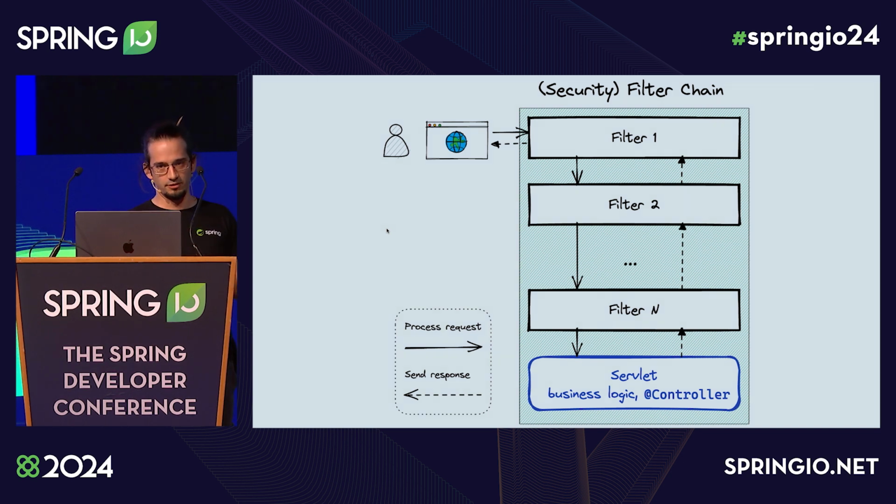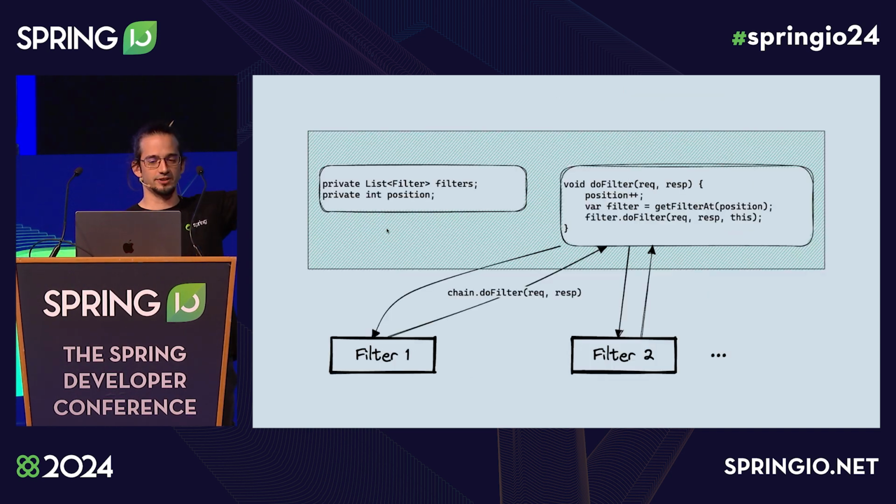So if you're doing servlet, this would be your servlet, basically. If you're doing Spring, it will be your controller method. Once we're done, we go back up through the filters in reverse order. And this is done by implementing something that kind of looks like this.